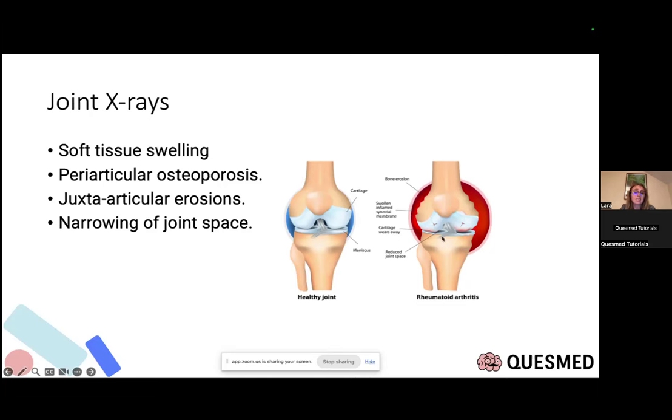Soft tissue swelling is something that you can pick up really early, but actually ultrasound is the best imaging modality for a synovitis. So what you'll see commonly in rheumatology placements or when you're on the wards yourself is that actually ultrasound is more and more commonly used to look at an inflammatory or infected joint.